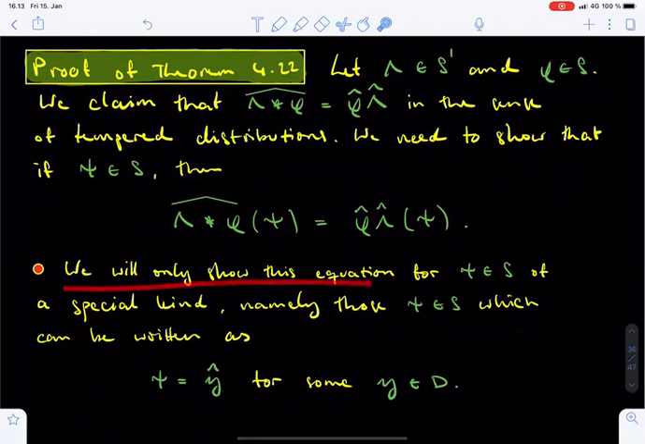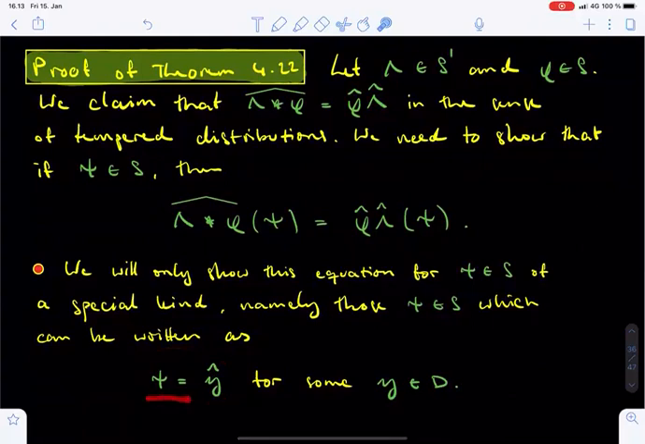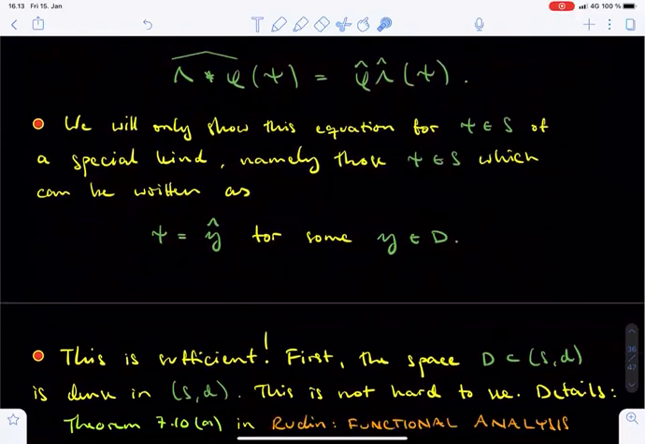As it turns out, we will only prove this equation for Schwartz functions psi of a rather special kind, namely those which arise as Fourier transforms of test functions. In other words, we will assume that psi can be written as hat of eta, where eta is a test function. Recall that test functions were, by definition, smooth and compactly supported functions.